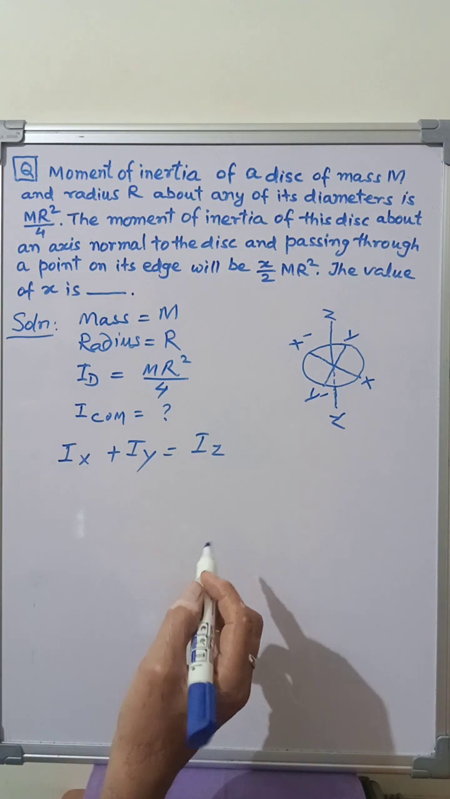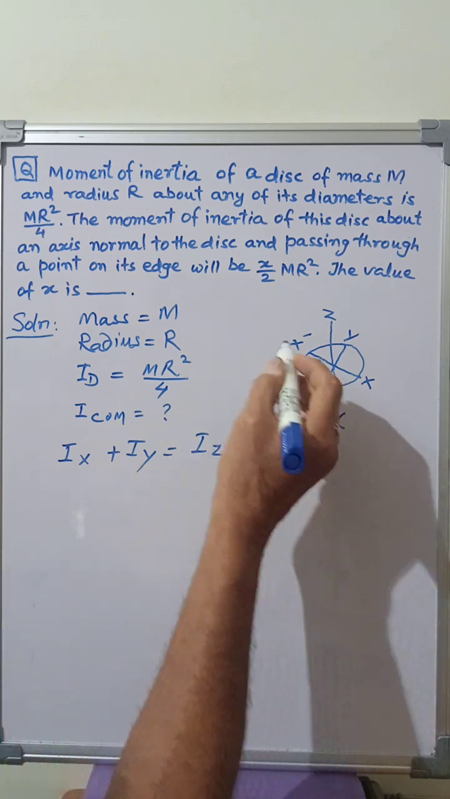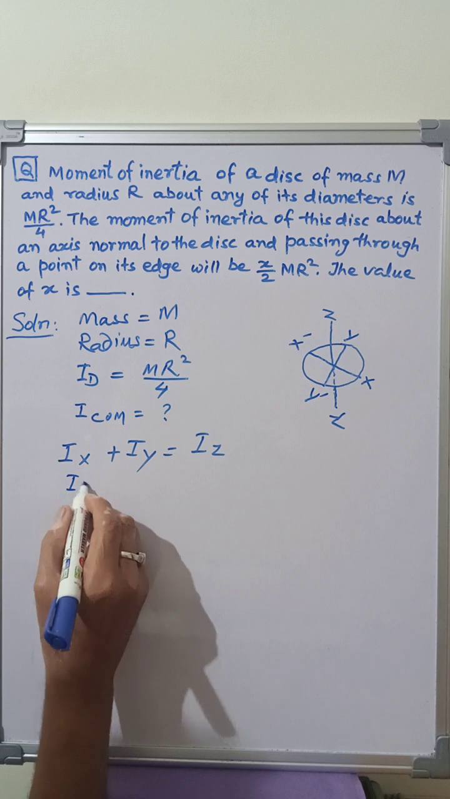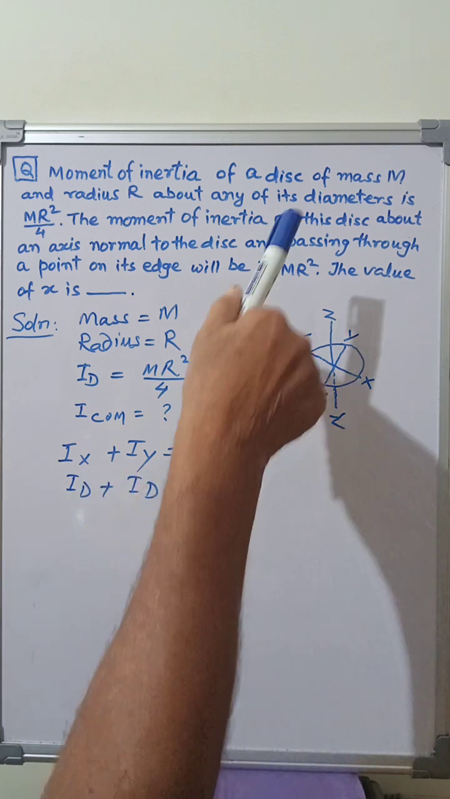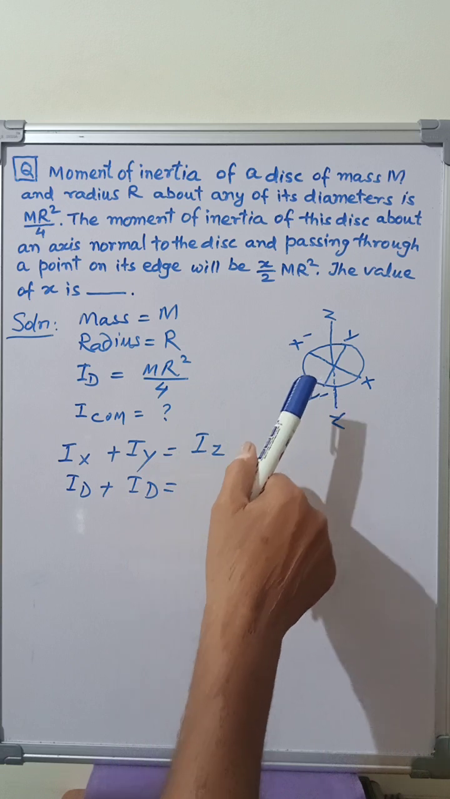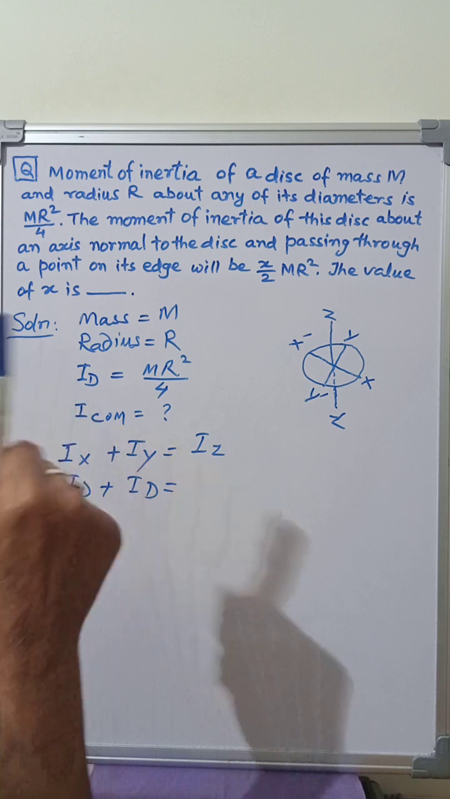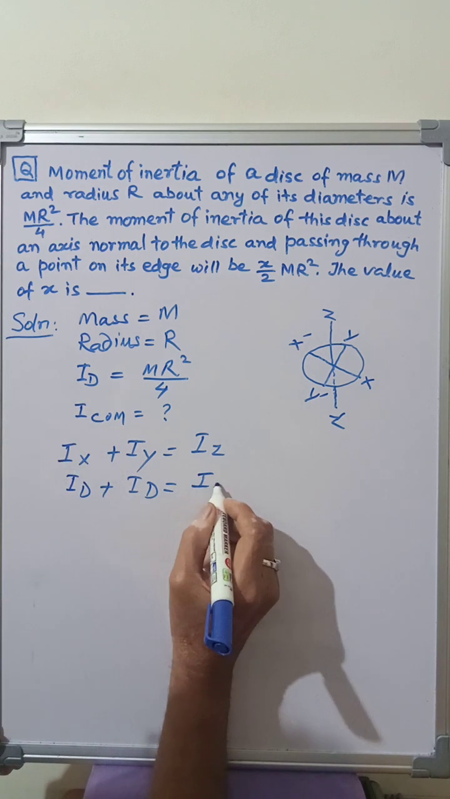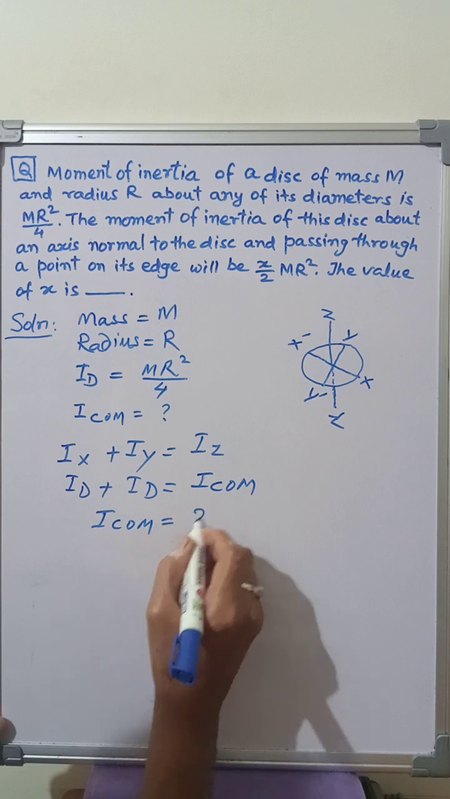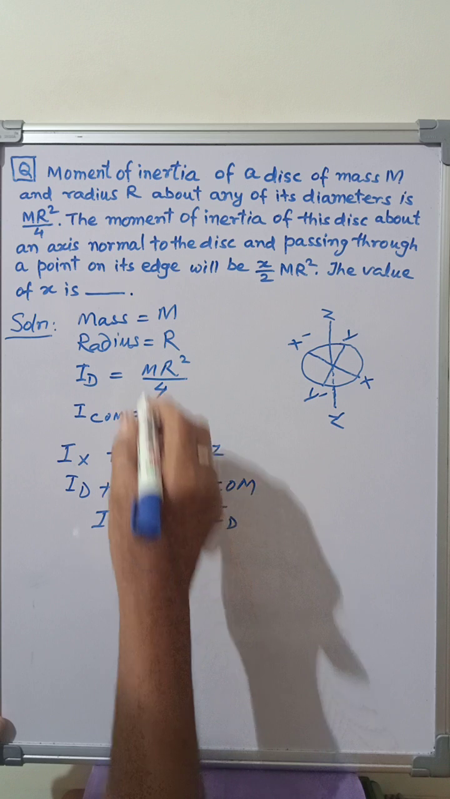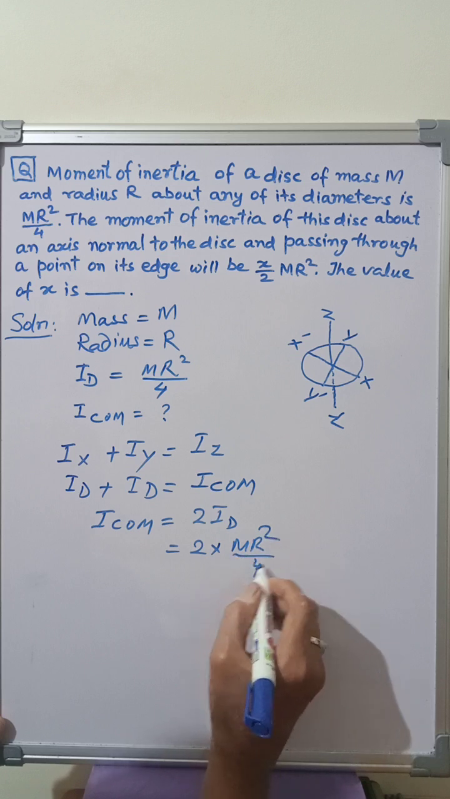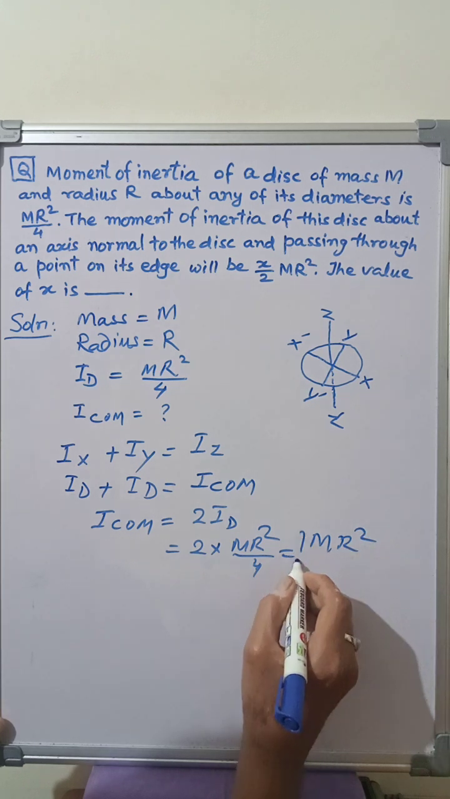Now it can be easily understood that Ix is also a diameter, means x dash is also a diameter, y dash is also a diameter. Therefore, both of these can be written as ID plus ID. And Iz, the moment of inertia of the disk about the z-axis passing through the center of mass, that is perpendicular to the disk and passing through the center of mass, is nothing but ICOM. So therefore, this is equal to ICOM. Therefore, we can write ICOM is equal to 2 ID, and it is given that 2 into ID is equal to 2 into mr square by 4, which is equal to half mr square.